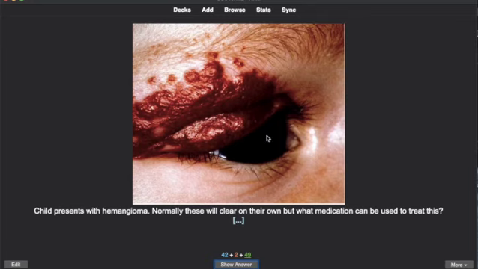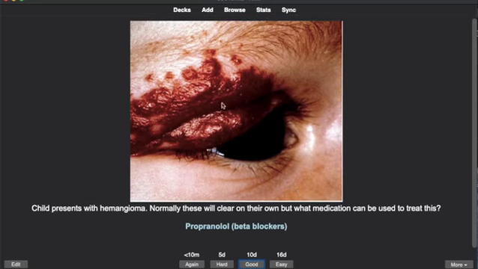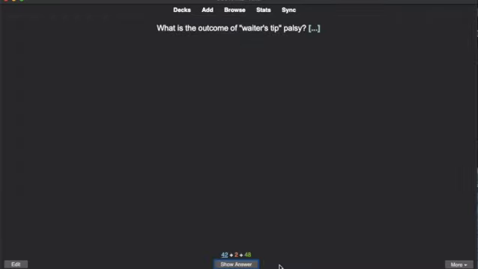What is that? Meningioma. Some of these are clear on their own, but what medication do you use? You can use propranolol. Oh yeah, meningioma right there. Propranolol. Yeah, it's a beta blocker. I always remember these because it's weird. I know it's weird when they use beta blockers for things that are not cardiac related, the way you'd think they would. It's always interesting to me. What is the outcome of Waiter's tip palsy? Well, 80% proof. Yeah.